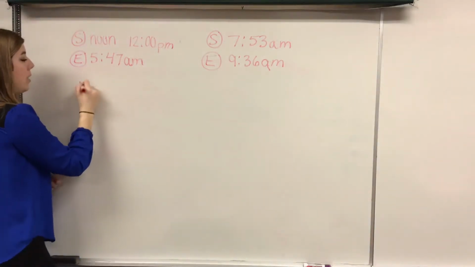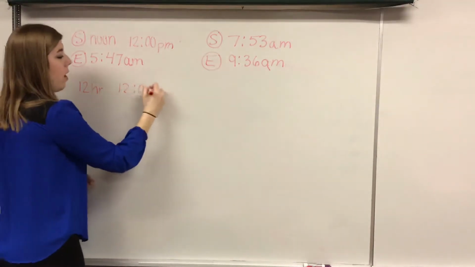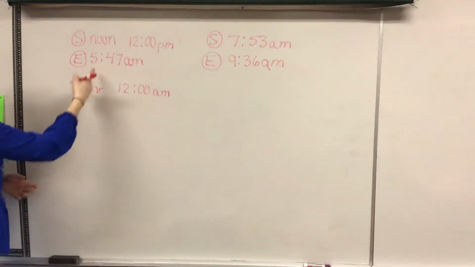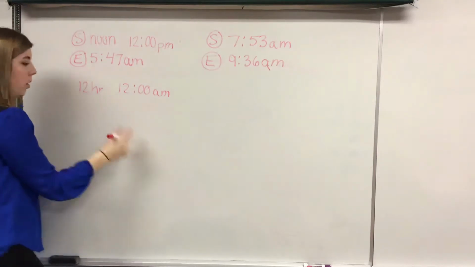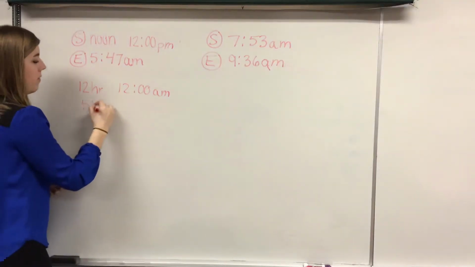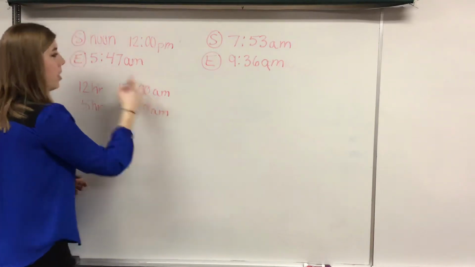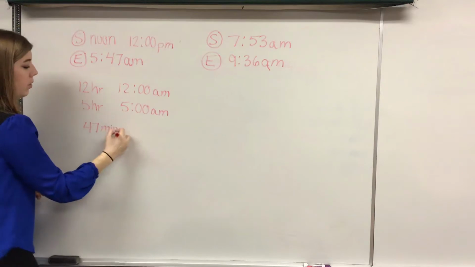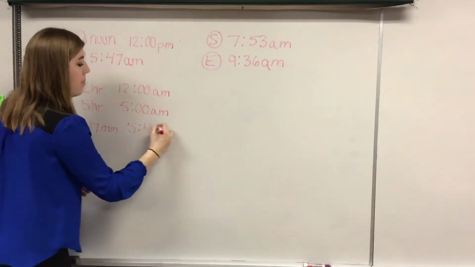So I'm going to pass one time around the clock, which is 12 hours, which will make it 12 a.m. Now we want to get up to 5 o'clock. If I'm at the 12 at the top, I need to go 5 more hours to get to the 5 o'clock a.m. mark. And then from there, I need to add 47 more minutes. It's really important to put your units so you remember that for the end. And now I'm at my end time.